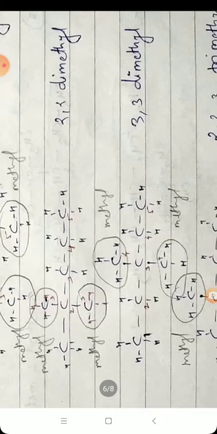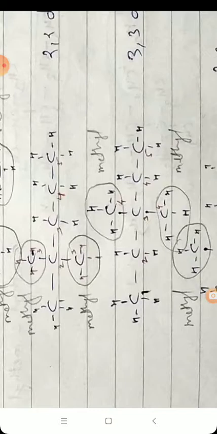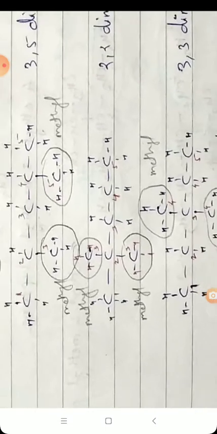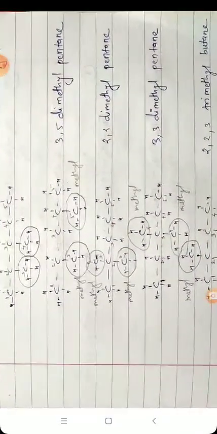Next, see in the next structure. 5 carbons in a straight chain, 1, 2, 3, 4, 5. Okay, 5 carbons in a straight chain, and the second carbon possesses methyl groups at the up and down positions. I circle those methyl group substituent prefixes and write their name. CH3 means methyl. So what will be the name? 2,2 dimethyl pentane. See here, 2,2 dimethyl pentane.